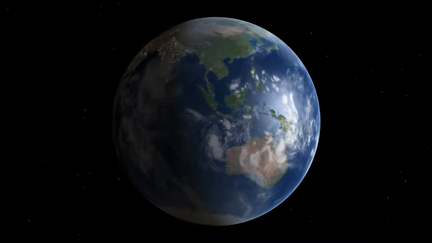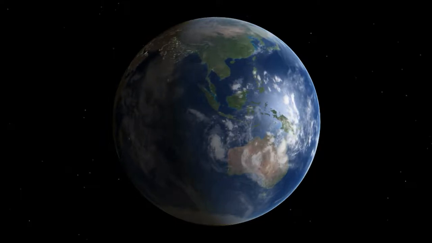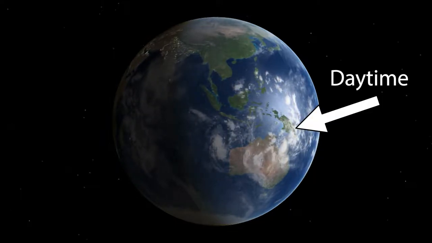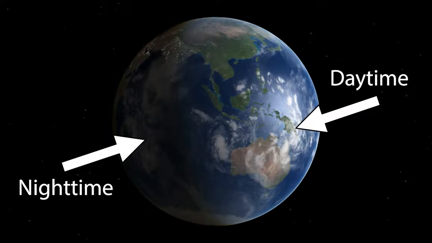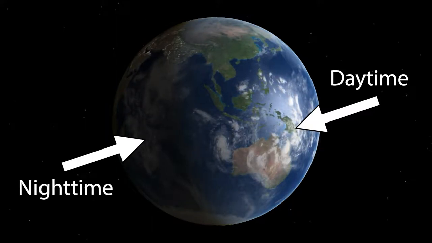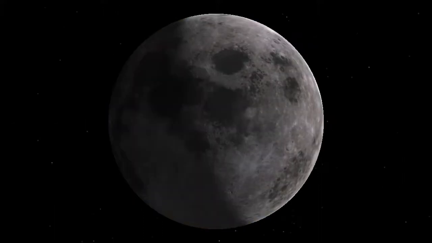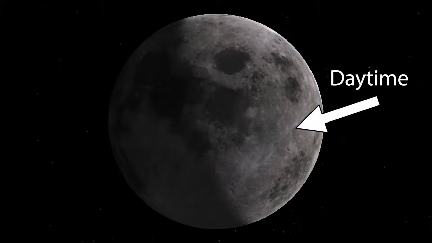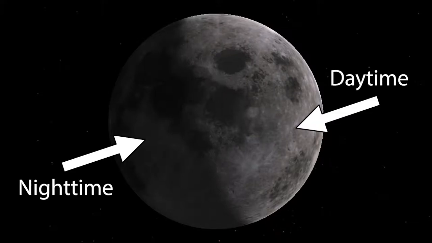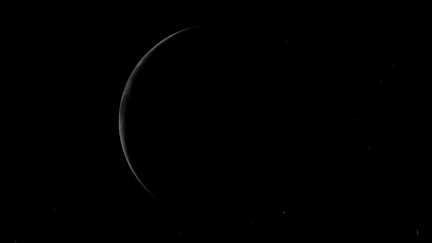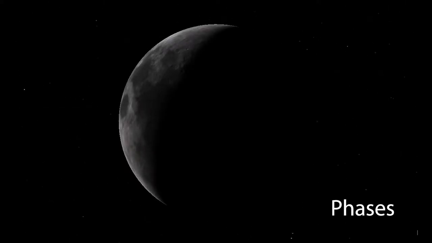Here we can see the Earth in sunlight. So this side is in the daytime, and this half in shadow is in night. The line between the two is called the terminator. Looking at the Moon, we can see its terminator. The light side is the Moon's own daytime, and the dark is the Moon's night. How the Moon looks to us on Earth, we call the phases of the Moon.